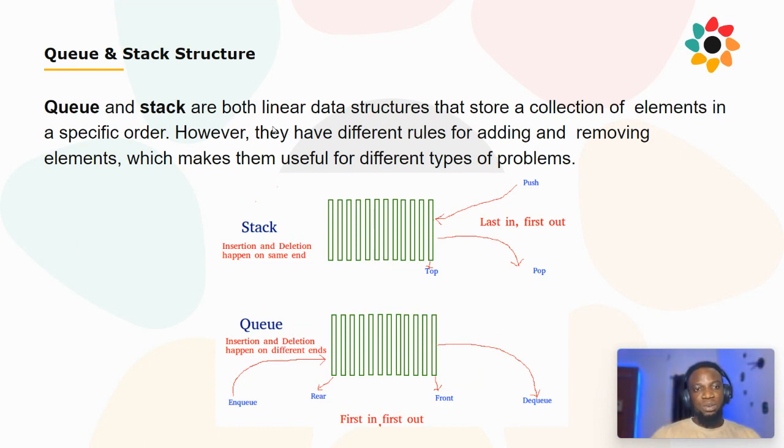So what about queue and stack? They are very similar. They are both linear data structures, and they store a collection of elements in a specific order. However, they are different in the way they add items or remove items. So we have queue and we have stack. They are very similar because they are linear, right? But when you want to add an element to a stack or to a queue, the way they work is different when you want to remove from them.